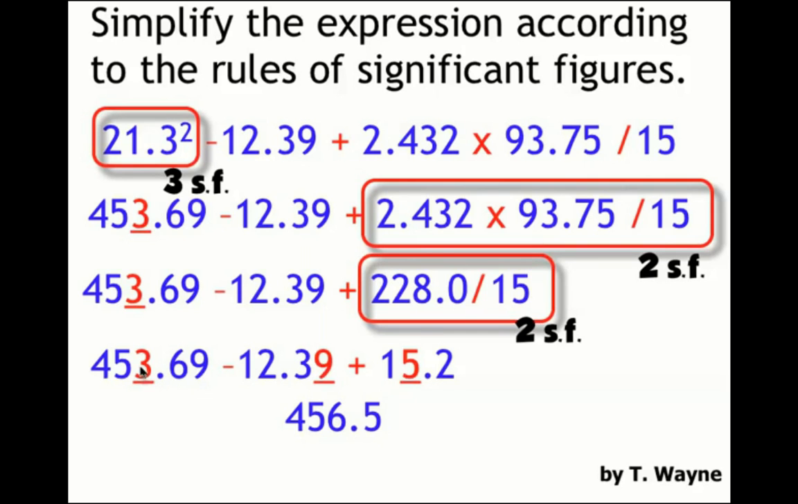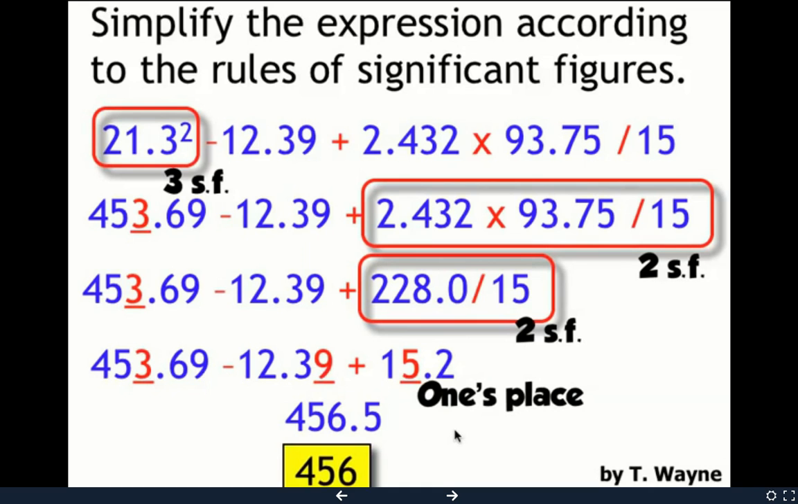So this is the ones place, the 9 is in the hundreds place, and the 5 is in the ones place. So the ones place is farthest to the left. That means it's the biggest rounding error. So I'm going to round the 456.5 to the ones place, which, if I round it to the ones place, it's going to give me 456.